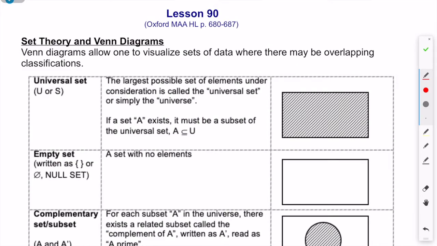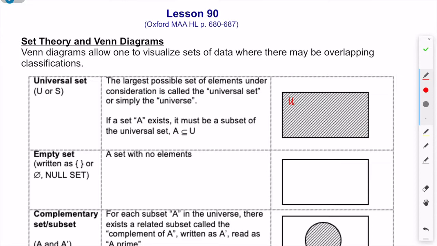Starting from lesson 90, we will be beginning chapter 11 in your textbook with the studies of probabilities. We begin by looking at set theories and Venn diagrams to learn some vocabulary that you will encounter in the studies of probabilities. First, we have the universal set, U or S. In the Venn diagram, that's basically anything that's contained in a box, in a rectangle. I can label that U or S. And this is the largest possible set of all the elements under consideration.